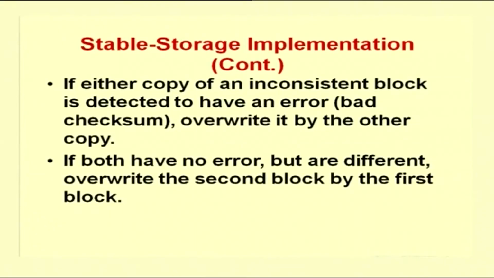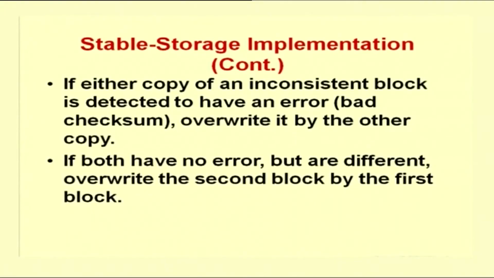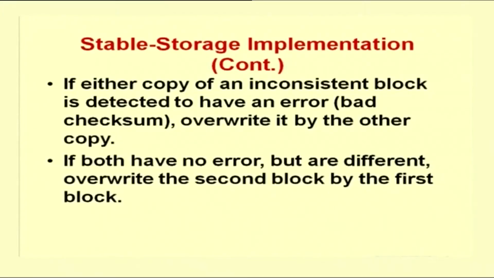Now, what happens? You have found the inconsistent block. After that what you have to do? If one of the copies of an inconsistent block is detected to have an error, overwrite it with the other. So, you have copy 1 and copy 2 and one of them is inconsistent, then you overwrite the error block with the other one. If both have no error, but they are different, then what you do? The second block you assume is more recent and you overwrite it with the first block.